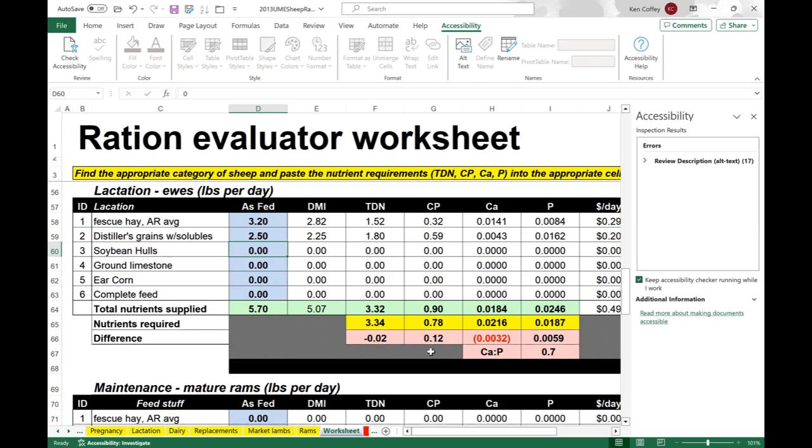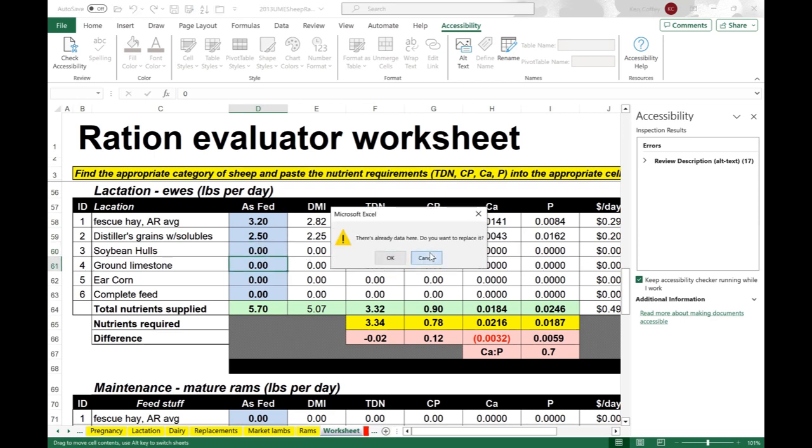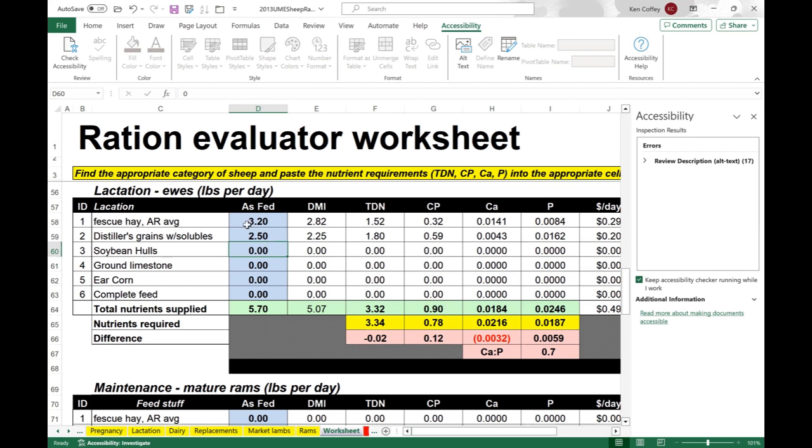All right, so energy, check. Protein, check. What do we do next? We go to phosphorus. And here's something else nice about, okay, let me back up here. If we had used soybean hulls instead of distiller's grains, we would not have met the protein requirement. Just to show you that real quick, take out the distiller's grains. See, we're deficient 0.2 pounds of protein.